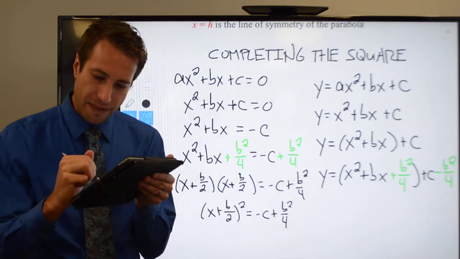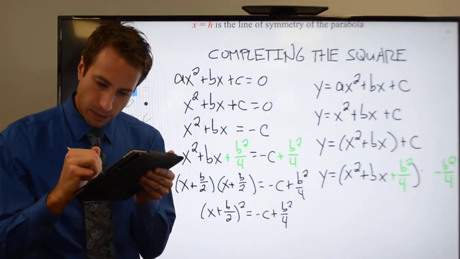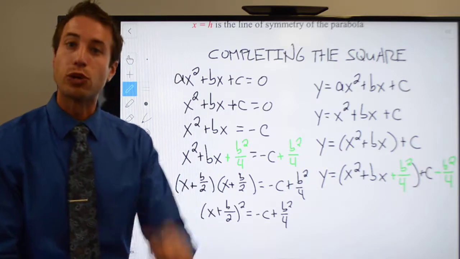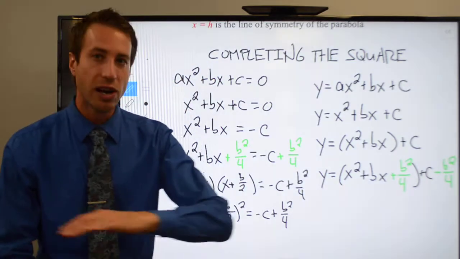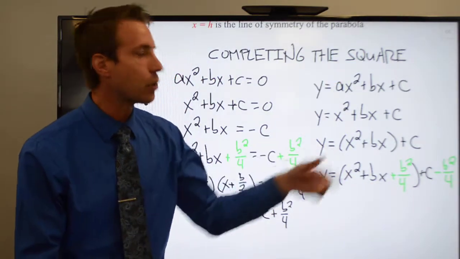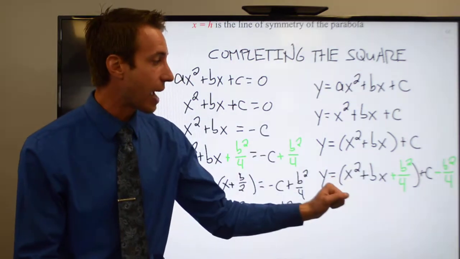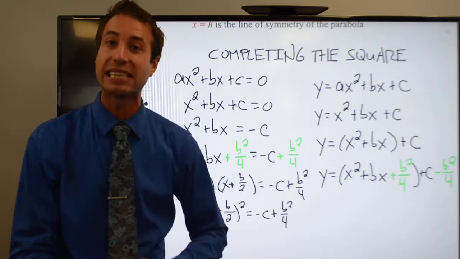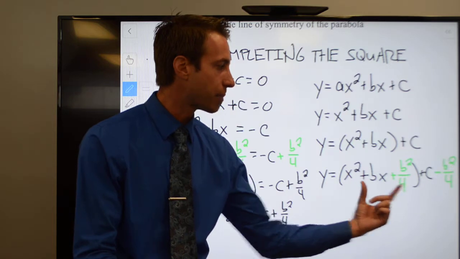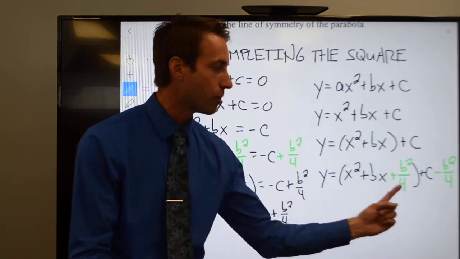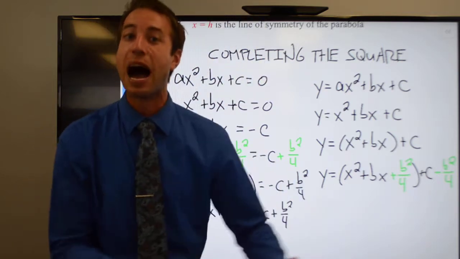And I know that I have maintained equality, and here's the reason why. If I were to combine like terms, a positive b squared over 4 minus b squared over 4 cancels each other out, and I get right back to what I originally had. So I have completed the square, but maintained equality at the same time, and I did it using parentheses. Add b squared over 4 inside the parentheses. This is now a perfect square trinomial. And to balance out the equation, subtract b squared over 4 outside of the parentheses.